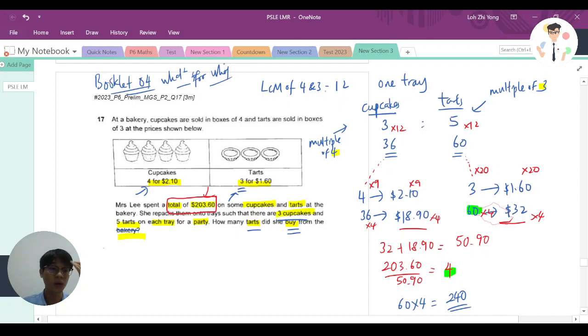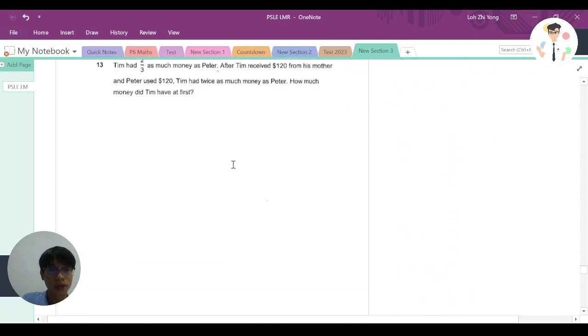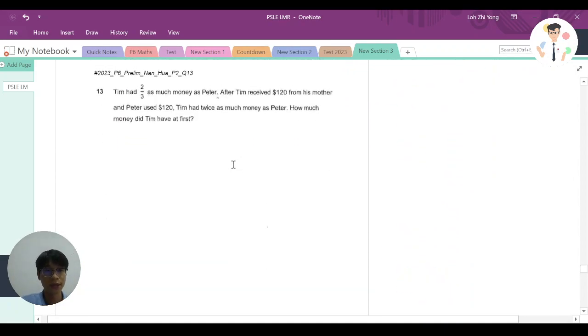So let's move on to our next question, which is from Nanhua, paper 2, question 13. Okay, so here says that Tim had 2/3 as much money as Peter. So we know that this is Tim, this is Peter, and the ratio of what they have is 2 to 3. Now, Tim received 120 from his mother, so plus 120. And Peter used 120, so minus 120. Now, Tim had twice as much money as Peter. So how much money did Tim have at first?